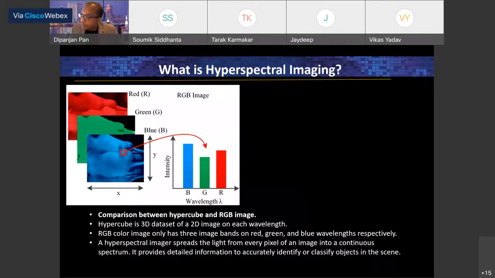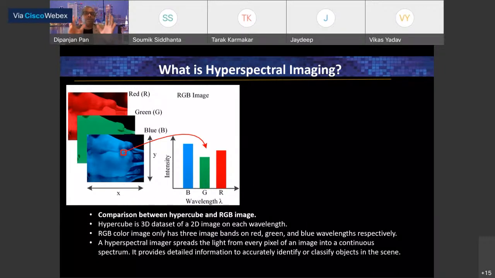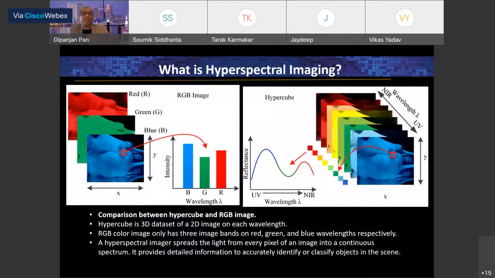So in 5 minutes or so, I would like to talk about what is hyperspectral imaging. Hyperspectral imaging is something that is like a human eye, but it is equipped with an advanced technique.